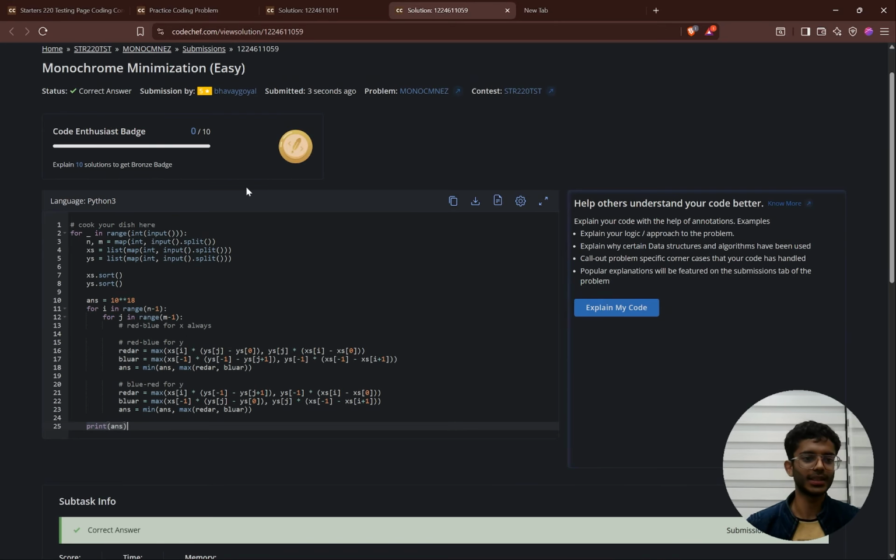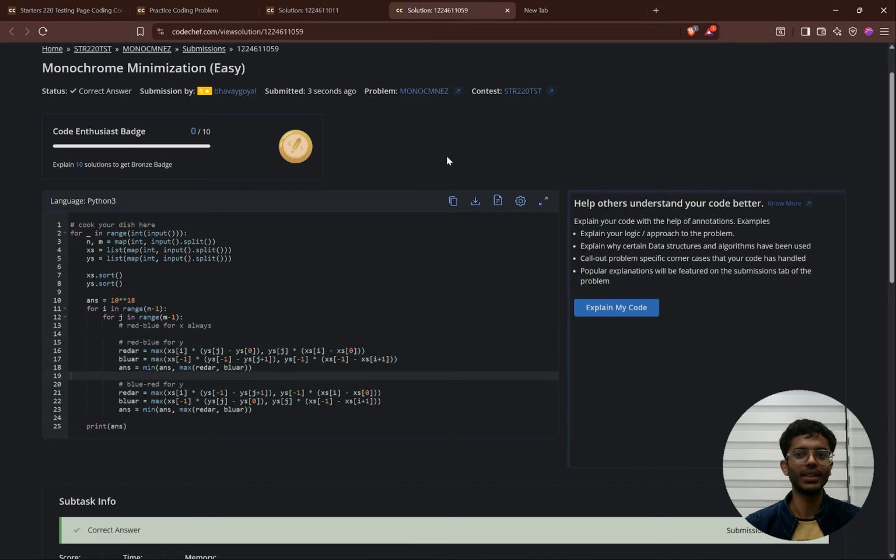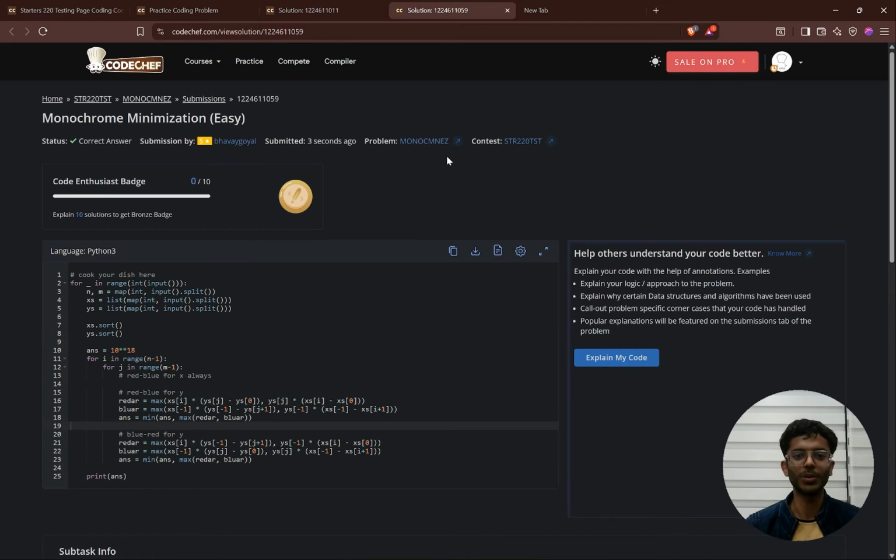Now the time complexity is again big O of n into m, because we're running an n into m loop, and all of this is constant. And yeah, that's pretty much the whole solution as well.